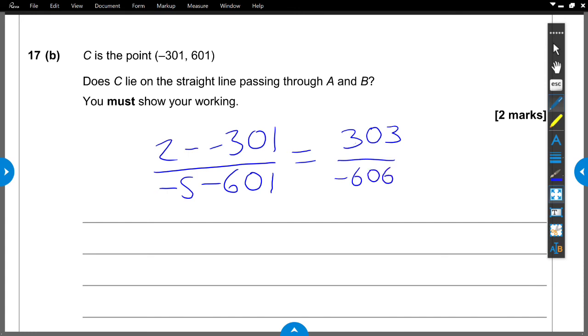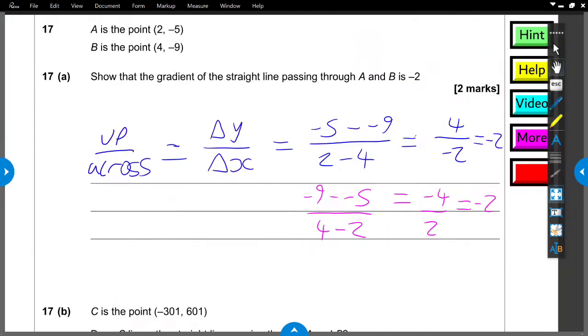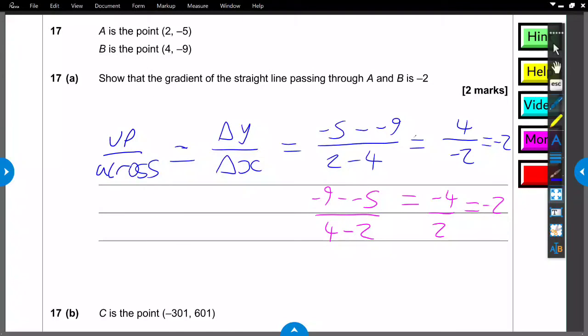You can see that 303 is half of 606, because if we were to double this, 3 would become a 6, this 0 would stay the same at 0, and then this 3 would become a 6. But it's going to be negative, because we've got a negative involved here. So this gradient is also going to be -2, so it must continue. Another way of doing this is to work out the equation of a line. So to work out the equation of a line here, we already have a gradient. That's quite useful. So we have y equals mx plus c, where m is the gradient.